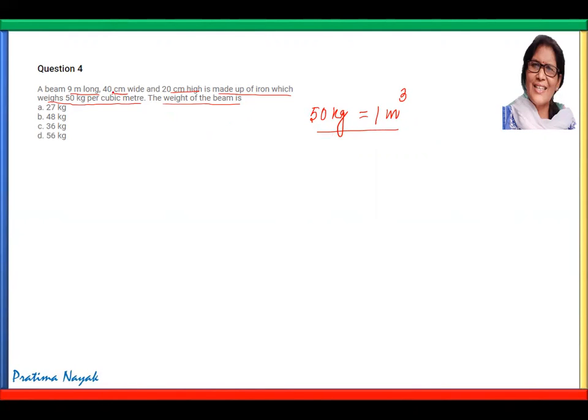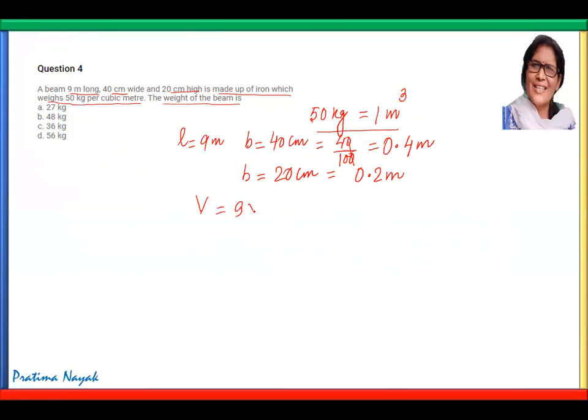For volume, L is 9 meter. B is 40 centimeter. So you have to convert into meter. So 40 by 100 means what? 0.4 meter. H is 20 centimeter. So in the same way you can do now, it is 0.2 meter. So what is volume? Volume is 9 into 0.4 into 0.2.